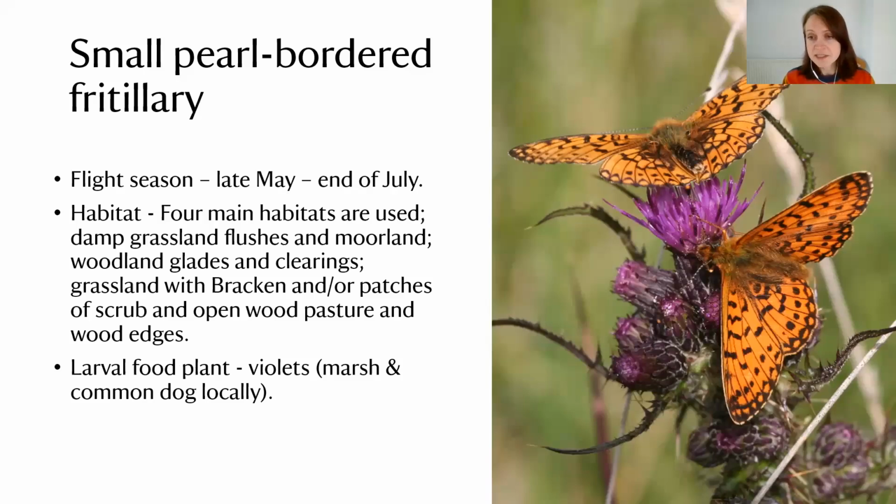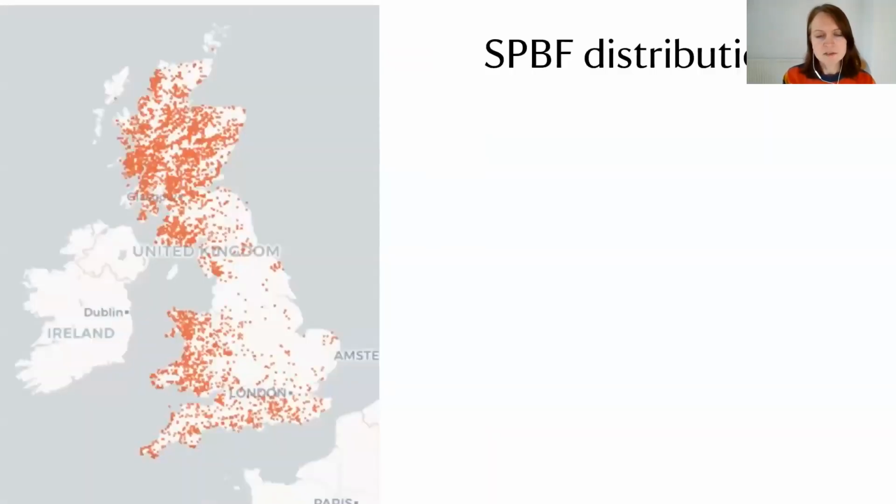Larval food plant, so quite similar to dark green fritillary, focused on the violets. Marsh violet is the typical one, but they do use common dog violet as well. But I think locally there's more using the marsh violets, and that explains the association with the wet areas as well. In terms of the distribution, not quite as widespread throughout all parts of the country as the dark green fritillary, a bit more of a westerly and northerly species.